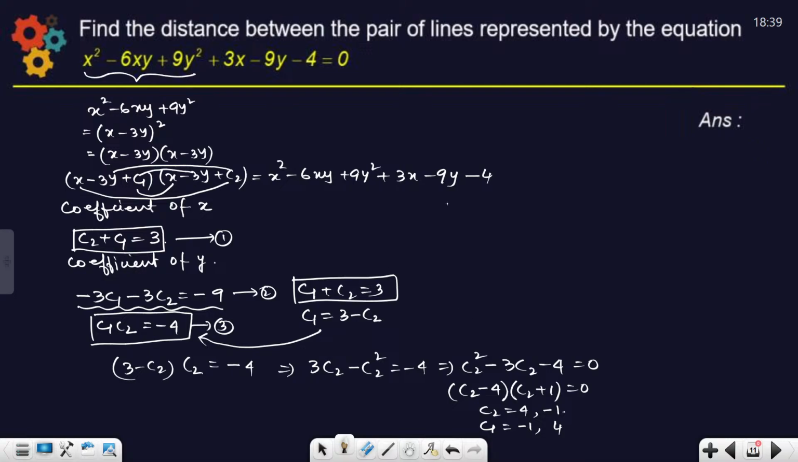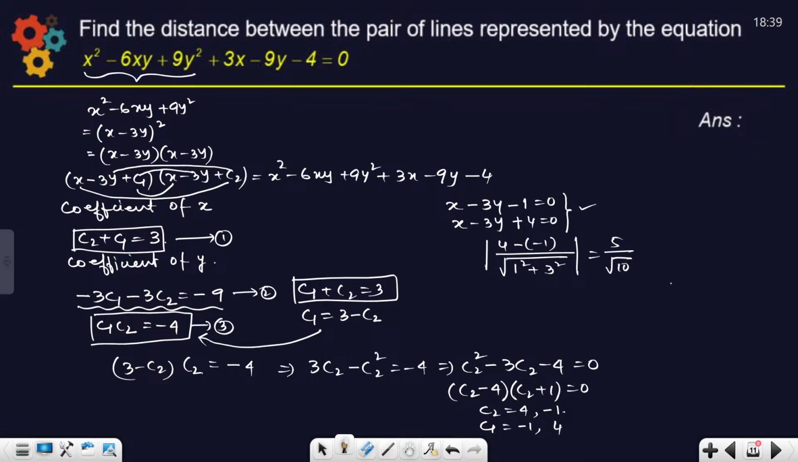Therefore, the two equations that we got are x minus 3y minus 1 equals 0, and another one is x minus 3y plus 4 equals 0. Now we can easily see that these two are parallel lines. So what is the distance between these two parallel lines? The difference between their constants divided by the root of the square of the coefficient of x plus the square of the coefficient of y. So it gives us 5 over root 10. That is the same as 5 root 10 over 10.